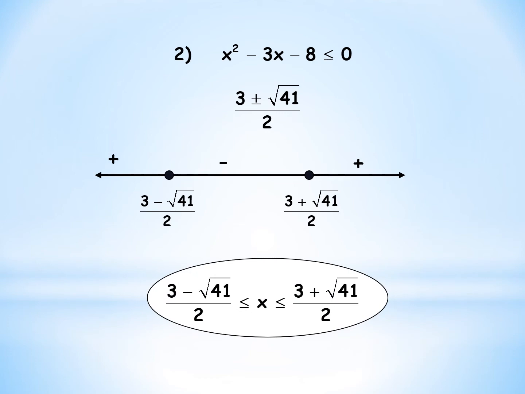But now I'm looking for where is it less than or equal to 0. So now I'm looking for negative numbers. So it will be negative in this area, which is between these two. So I'm going to write it as a conjunction. Remember, a conjunction is always written with the smaller number to the left, the bigger number to the right, and less than or equal signs in between.